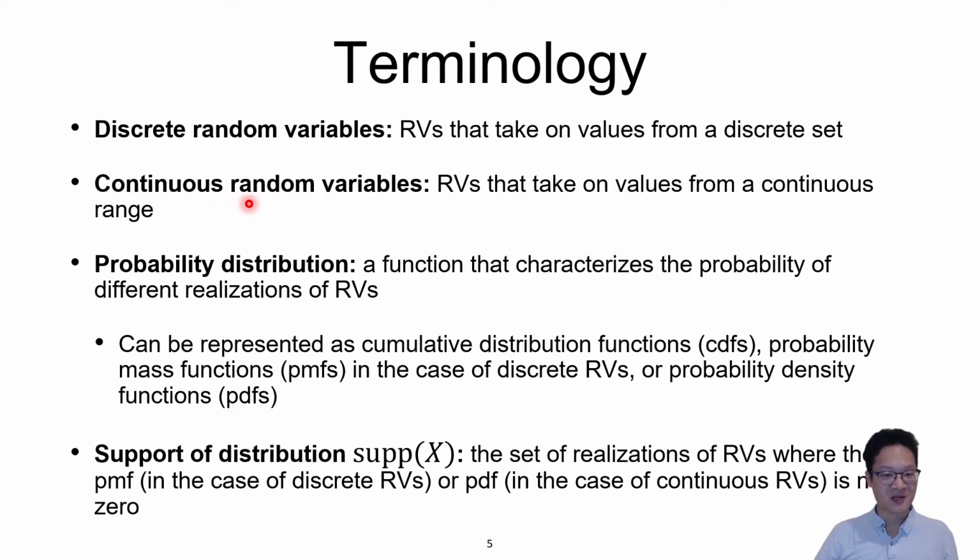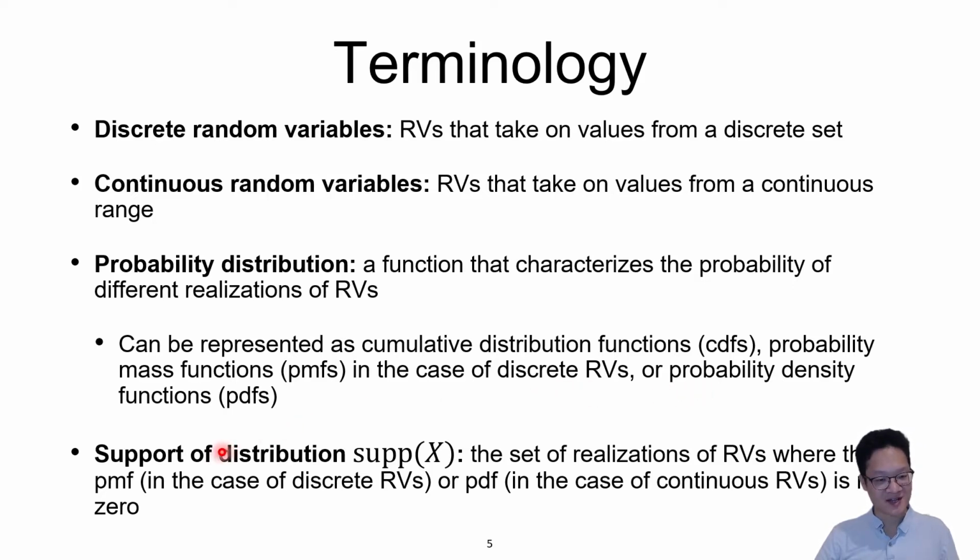So random variables need to be characterized by the probability distribution. That basically tells us the probability that the random variable takes on different values or different ranges of values. For both discrete and continuous variables, we can represent the probability distribution as a cumulative distribution function, CDF. For only discrete variables, we can use the probability mass function, PMF.